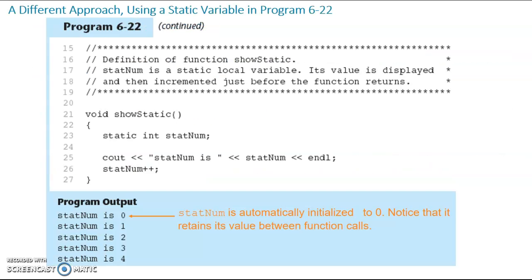So here, when I make my first call to show static, we can see that stat num is executing. Every time that I make a call to show static, it is incrementing stat num, and it's going to retain that as long as the program's executing. Once I terminate the program altogether and close it out, it loses its value until I open up the program, re-execute the program, and ask for this call to show static.